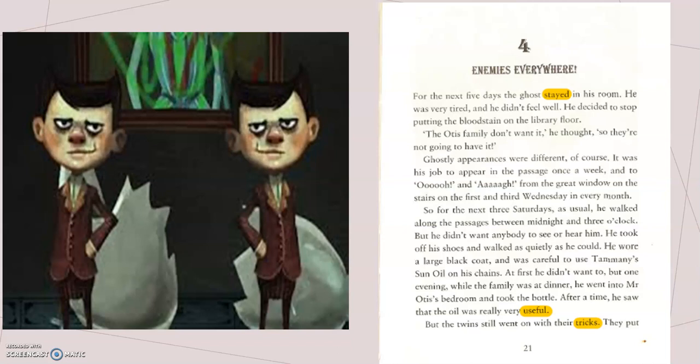Well, it's time to begin to read chapter number 4 from the book The Canterville Ghost. The name of the chapter is Enemies Everywhere. For the next 5 days, the ghost stayed in his room. He was very tired and he didn't feel well. He decided to stop putting the blood stain on the library floor. The Otis family don't want it, he thought, so they are not going to have it.